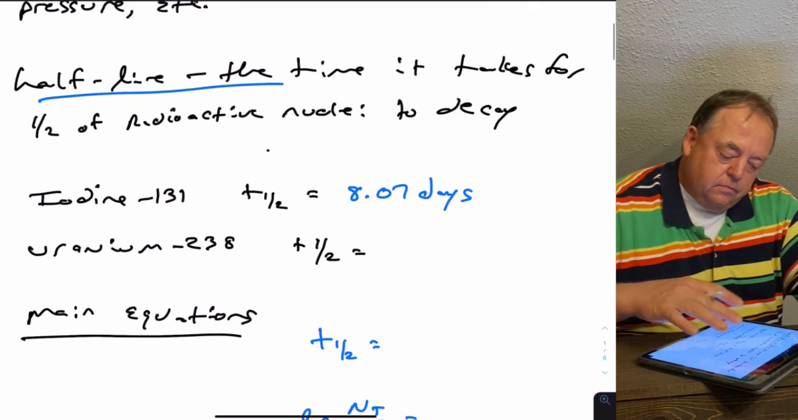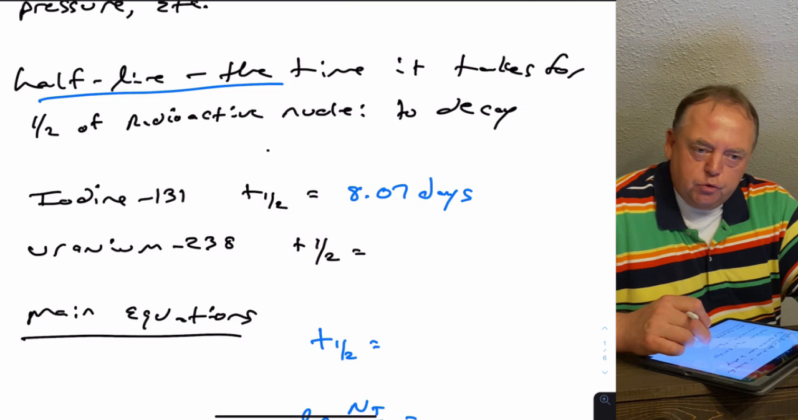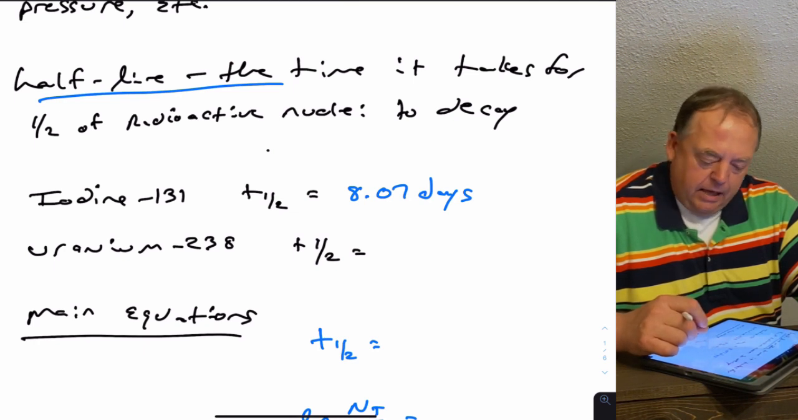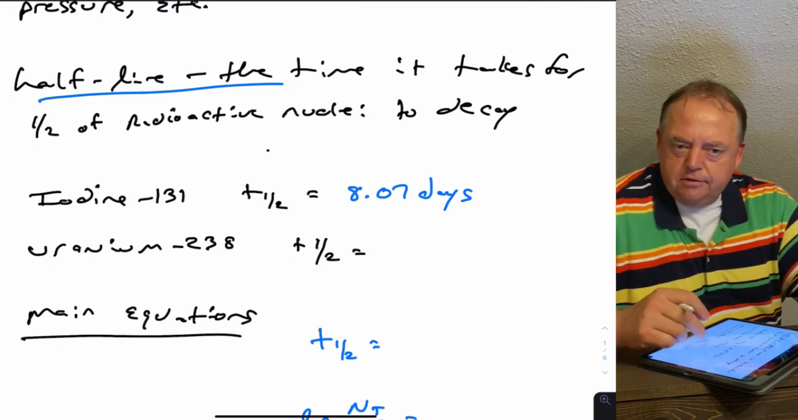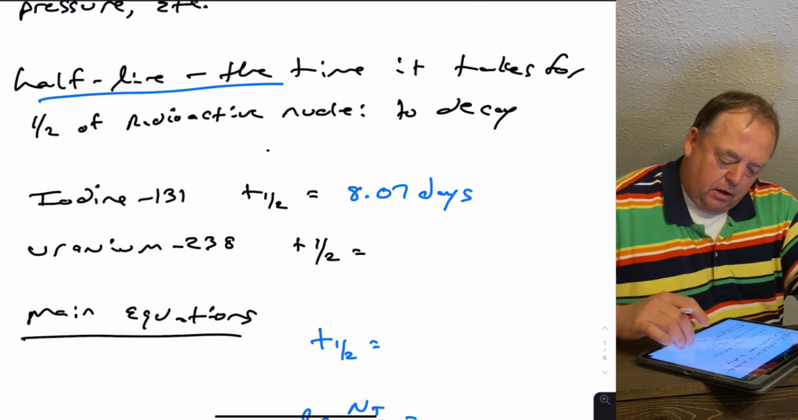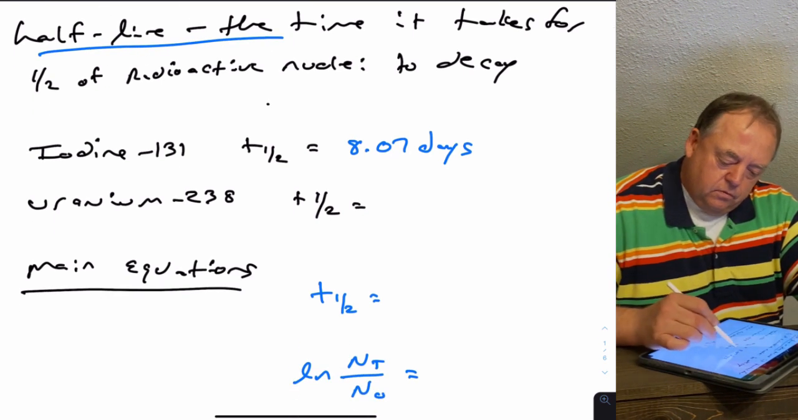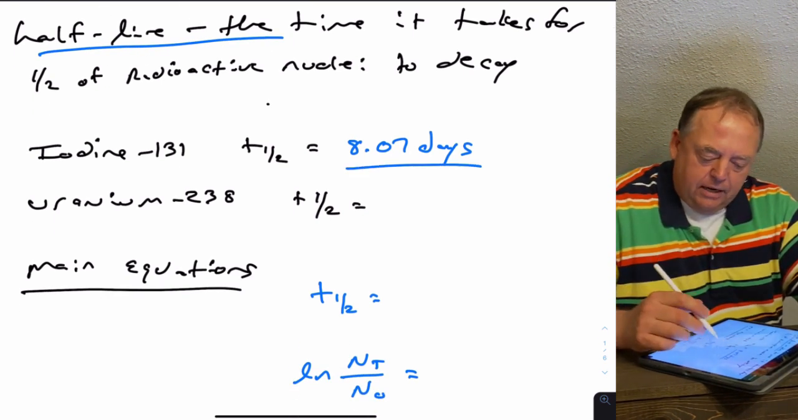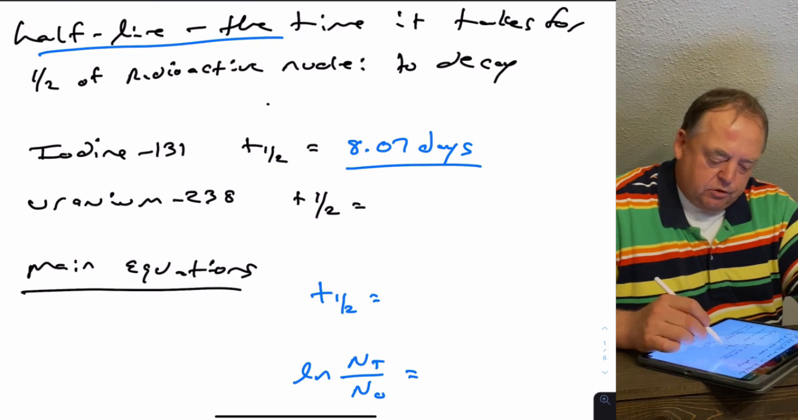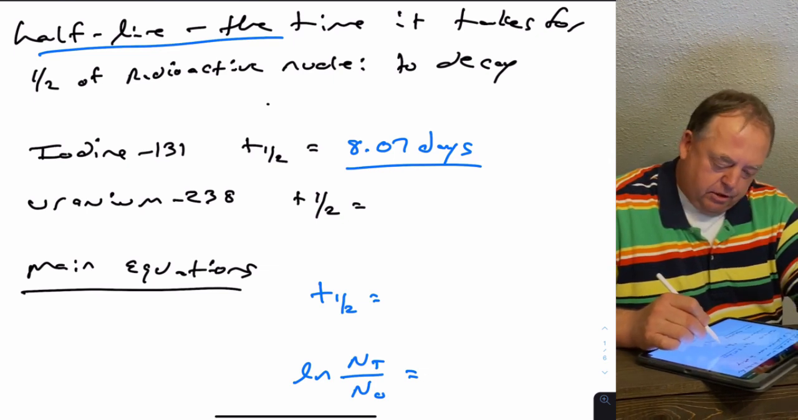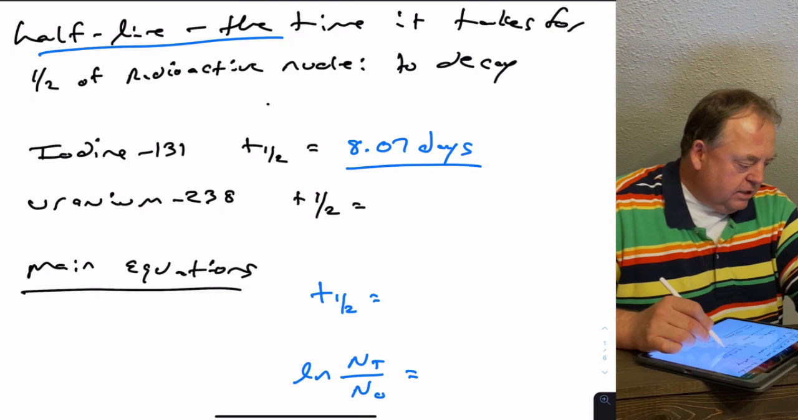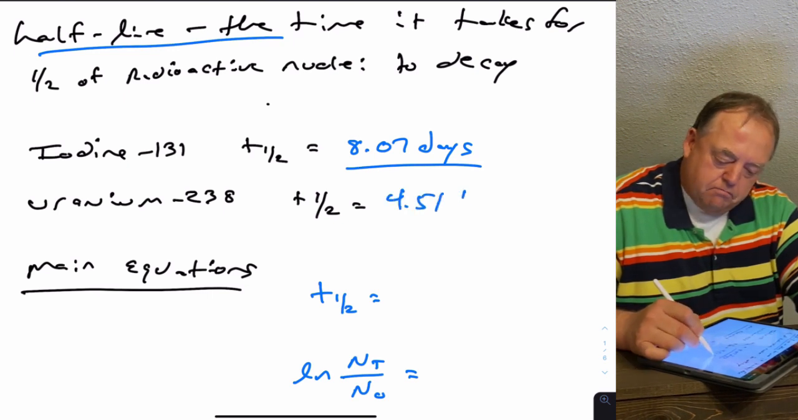So some radioactive elements have extremely fast half-lives, microseconds or faster than that. Some have relatively long lifetimes like 8.07 days, or some have an extremely long lifetime like uranium-238, which has a half-life of 4.51 billion years.